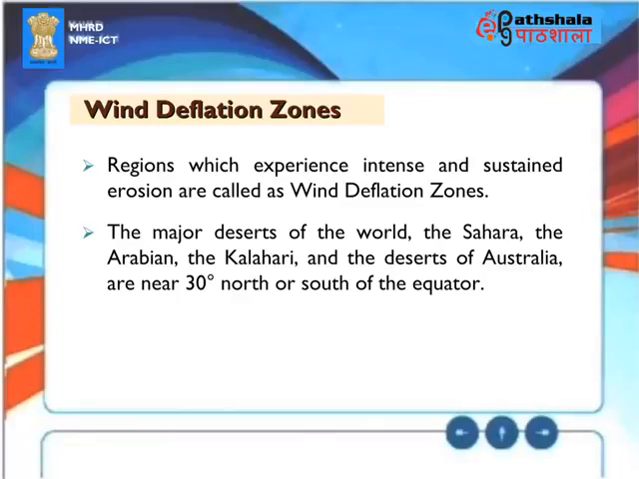Wind deflation zones. Regions which experience intense and sustained erosion are called wind deflation zones. The major deserts of the world, the Sahara, the Arabian, the Kalahari, and the deserts of Australia, are near 30 degrees north or south of the equator.